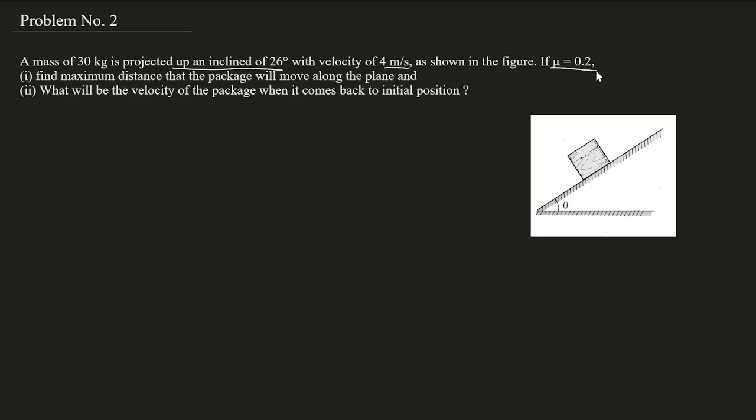If mu, that is the coefficient of friction between the plane and the package, is 0.2, then find the maximum distance that the package will move along the plane. So we have to find the maximum distance S or D along the plane, and what will be the velocity of the package when it comes back to the initial position. So here we have two cases.